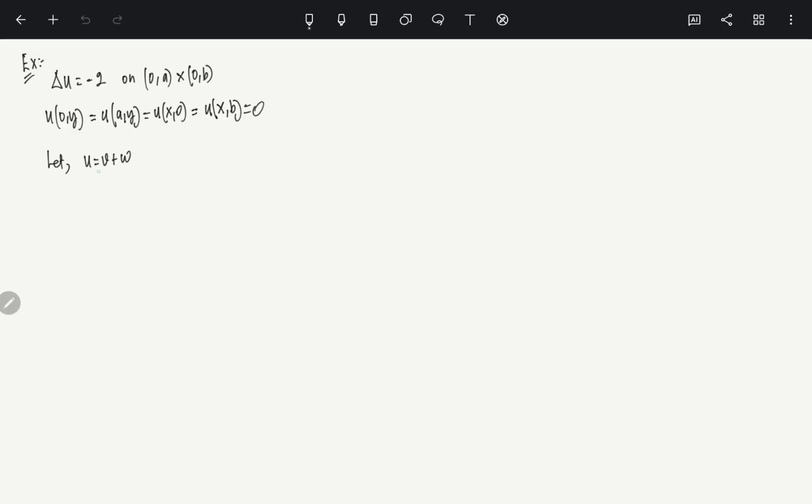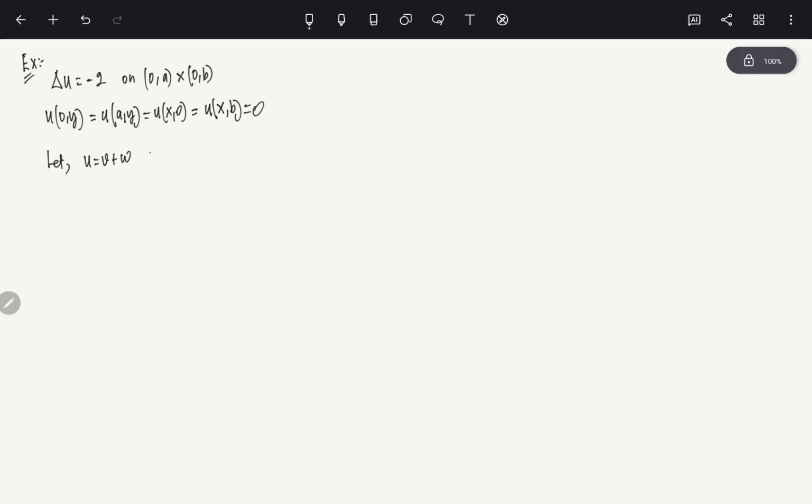Now u equals v plus w. Now here you see what f is. f is essentially minus 2, so it's a constant, right? Now you expect the solution u to have degree two. Otherwise, if u is a second order polynomial, then the double derivative of u should be a constant kind of thing, right? That's what we discussed. So that's the idea here.